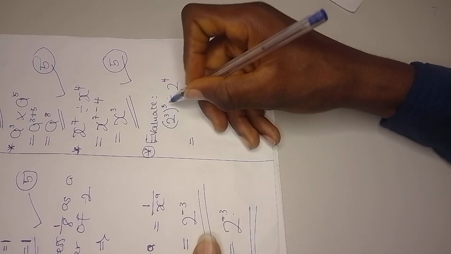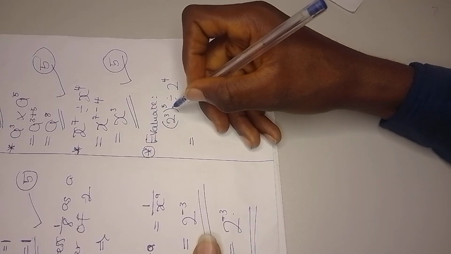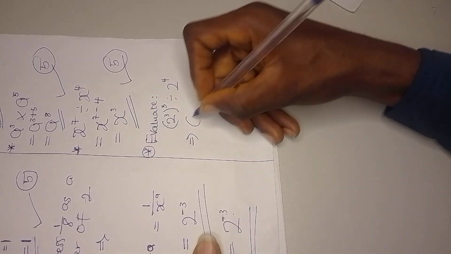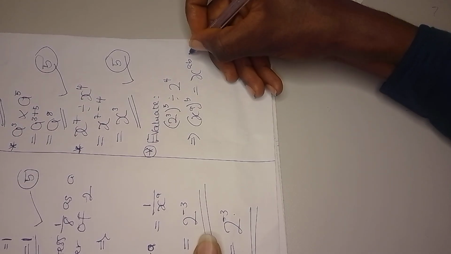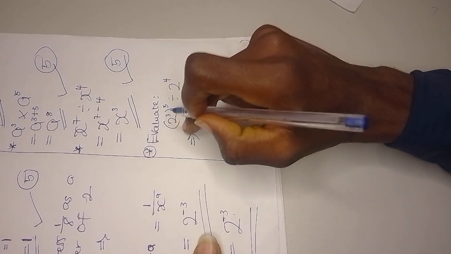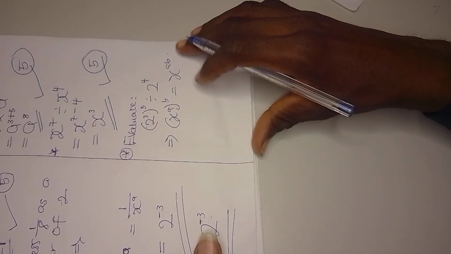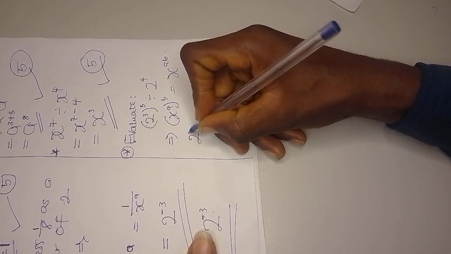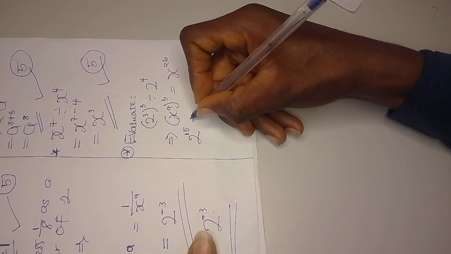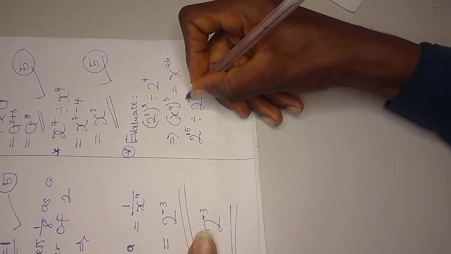First of all, you know that we can apply a law of indices here. The law that says that x raised to the power a, power b, is equal to x raised to the power ab. So we can apply that law to this first one here. So if we apply, let's see what it will look like. 2 raised to the power of 3 times 5 is 15, divided by 2 raised to the power of 4.